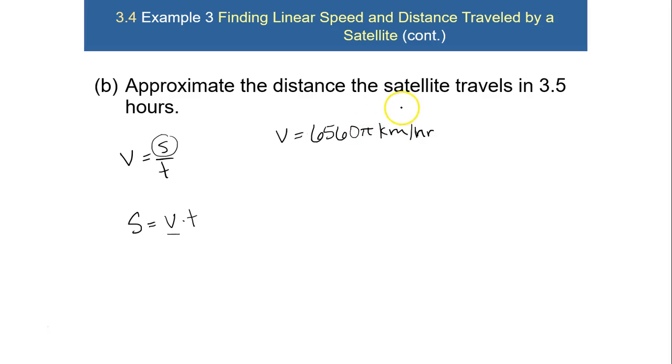And then now we're asked to find its approximate distance traveled in 3.5 hours. So that's going to go in for our time. That's a new time that we have. So S equals, plug in your velocity and 3.5. This is measured in kilometers per hour. This is measured in hours. So the hours, the time cancels out. We're left with kilometers.